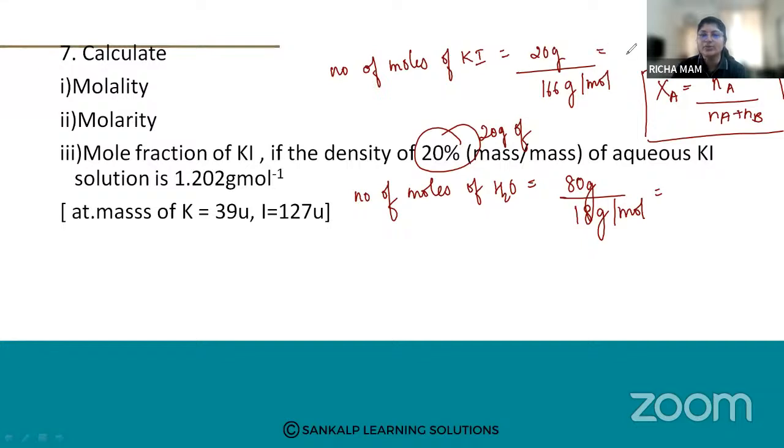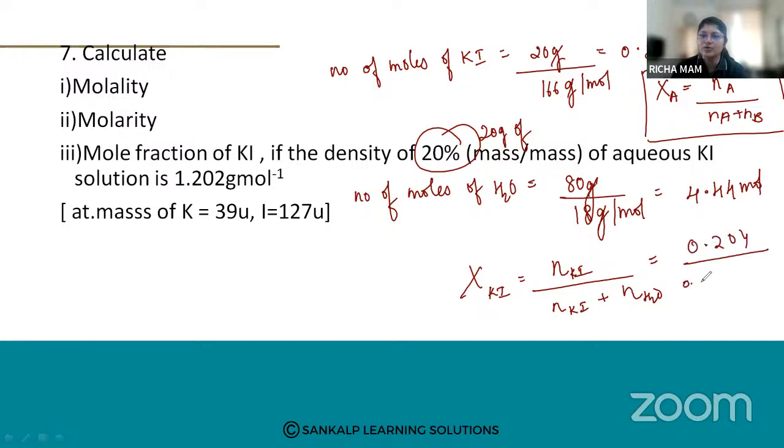So find out the value. The number of moles of this is 0.204 mole. And for this, grams get cancelled, and it will be 4.44 mole. Are you getting the same? Yes, 4.44. Good. Now the mole fraction of KI can be calculated as the number of moles of KI upon the number of moles of KI plus the number of moles of water. So KI is 0.204 upon 0.204 plus 4.44.